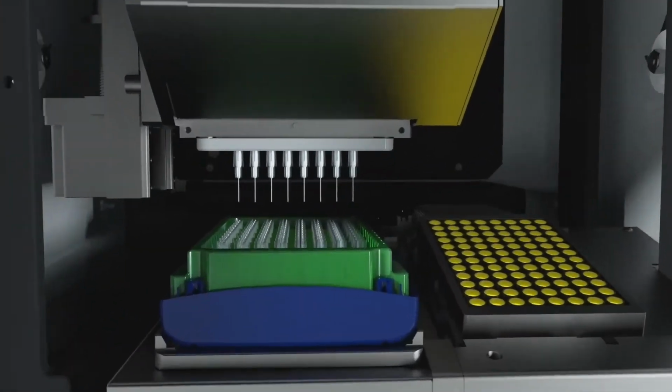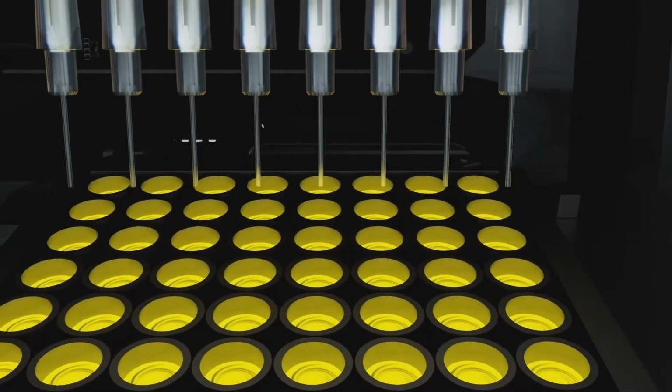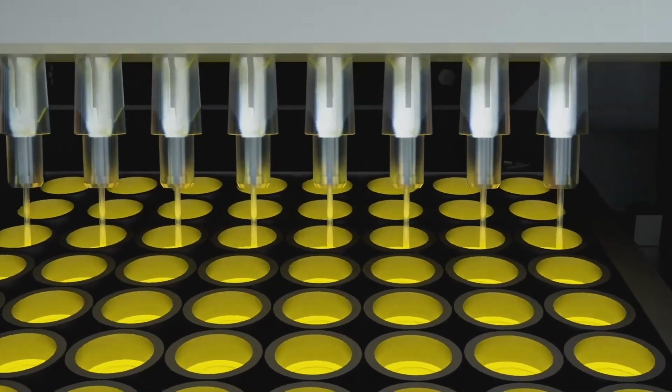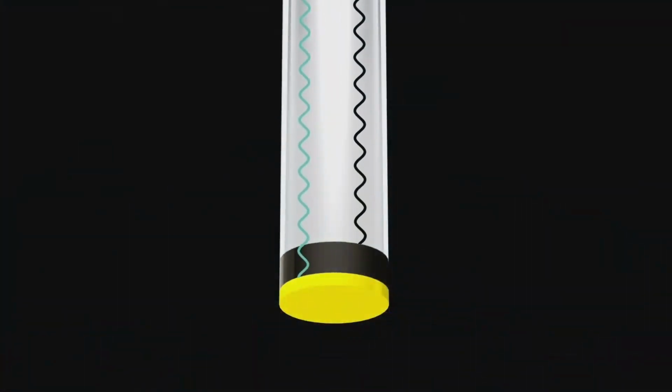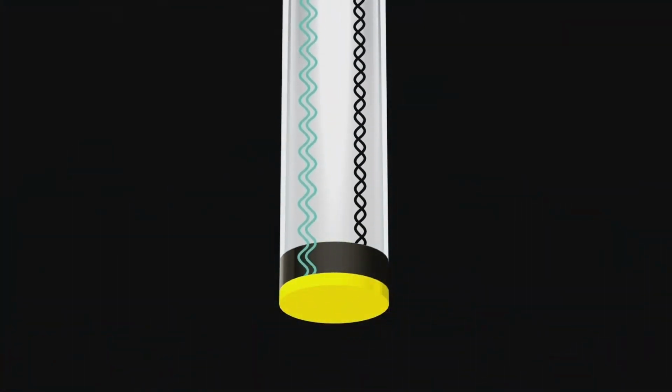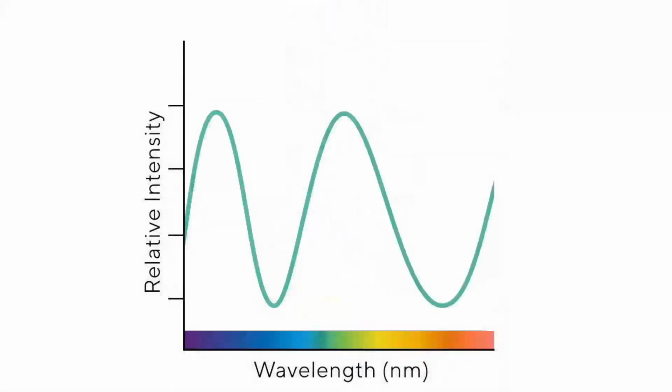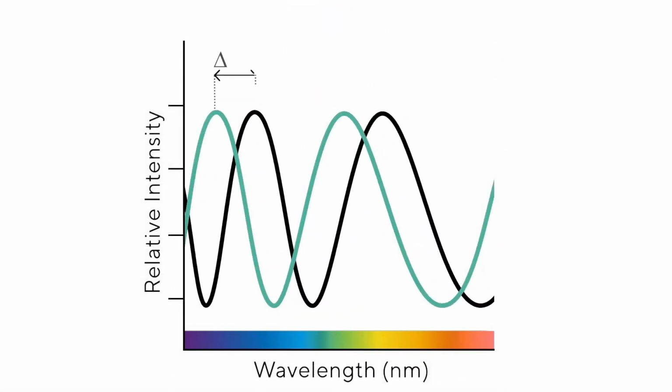Progress just got simpler. BLI is an optical technique that analyzes the interference pattern of white light reflected from two surfaces, a layer of immobilized protein on a biosensor tip and an internal reference layer. Any change in the number of molecules bound to the biosensor tip causes a shift in the interference pattern, which is recorded in real time.